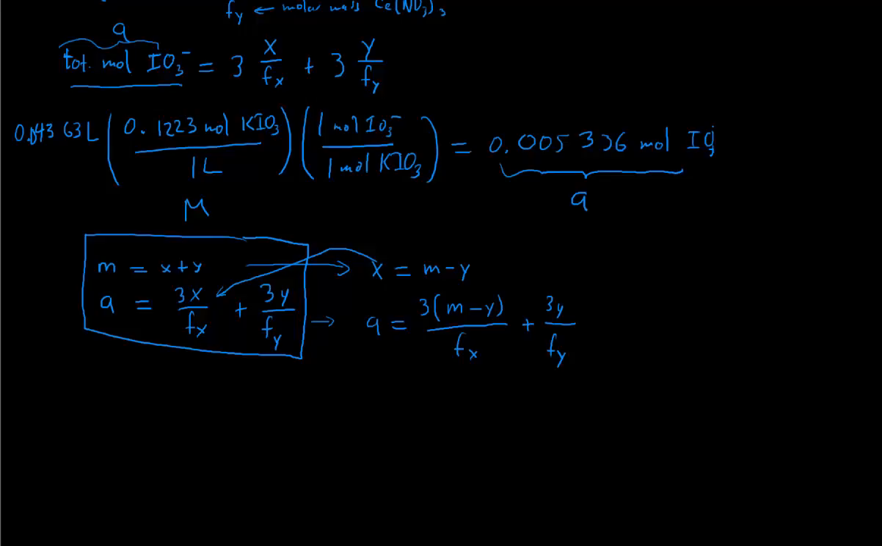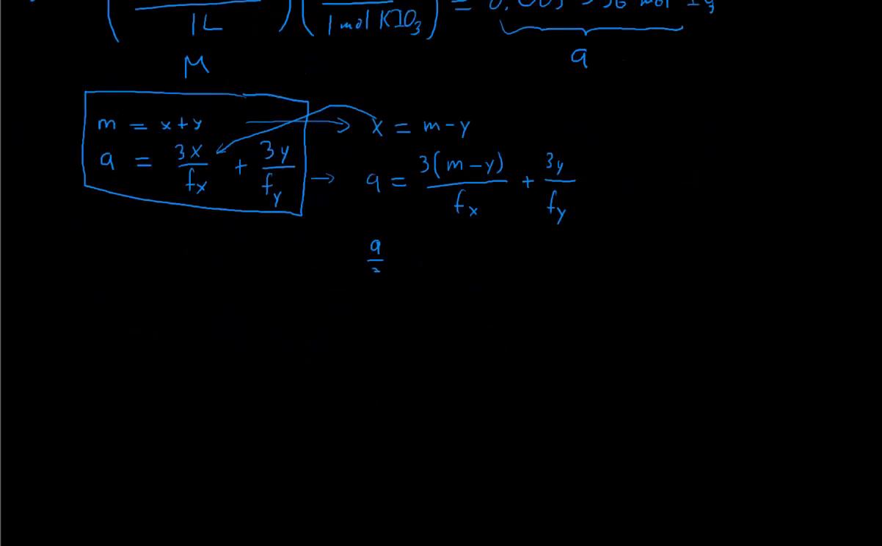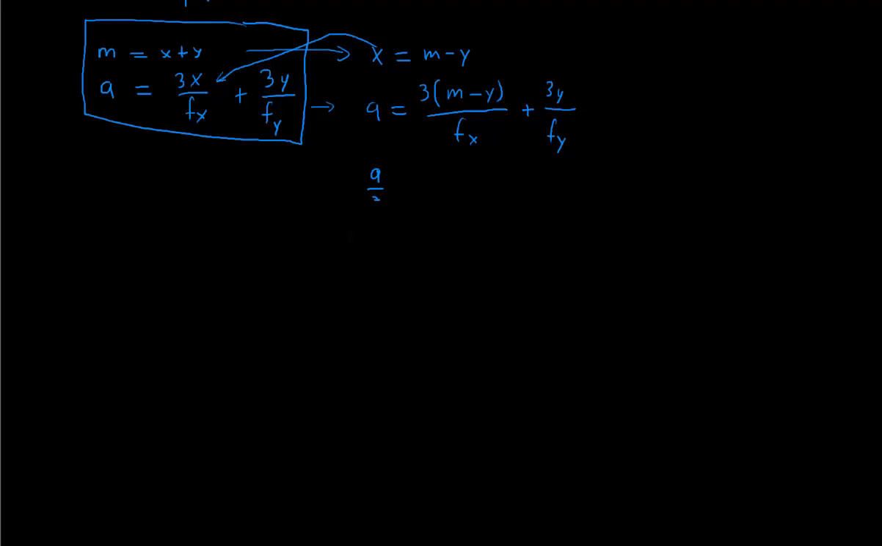Okay, so now what we have is one equation in one unknown, and we want to solve that for y. I notice that I've got a 3 in both of these two terms here. Remember, a term is things that are added or subtracted. So I'm going to divide both sides by 3. So I have A over 3 is equal to m minus y over Fx plus y over Fy.